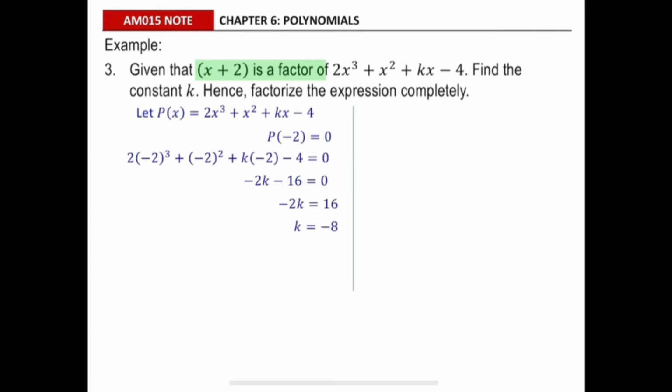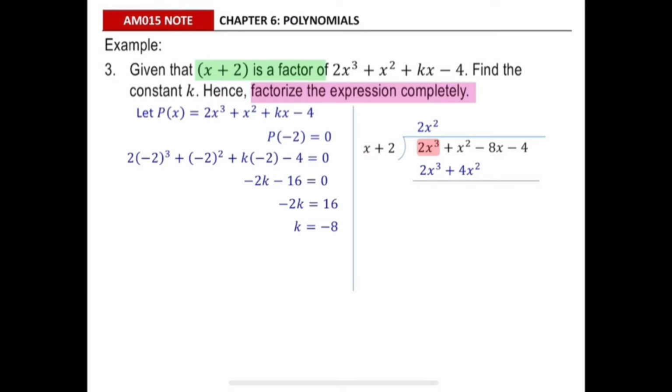The second part of the question is to factorize completely. We have to do the long division first, where we put the factor on the outside and the expression on the inside. So now divide 2x cubed by x, we get 2x squared. Then multiply 2x squared with the divisor, we get 2x cubed plus 4x squared. After that, subtract and we get negative 3x squared minus 8x minus 4.